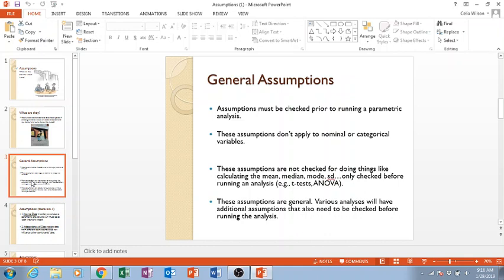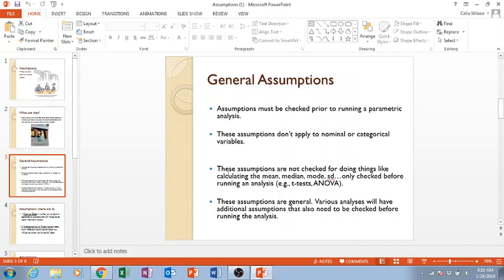So say you were running an ANOVA. Remember, an ANOVA compares groups on one outcome. Okay, so say you were comparing males and females on frequency of toilet cleaning in a month. All right. Well, males and females, we don't have to check assumptions on that because those are categories. But the frequency of toilet cleaning, we do need to check the assumptions of that data. Okay, and that's what this second bullet is talking about. It doesn't apply to categorical data.